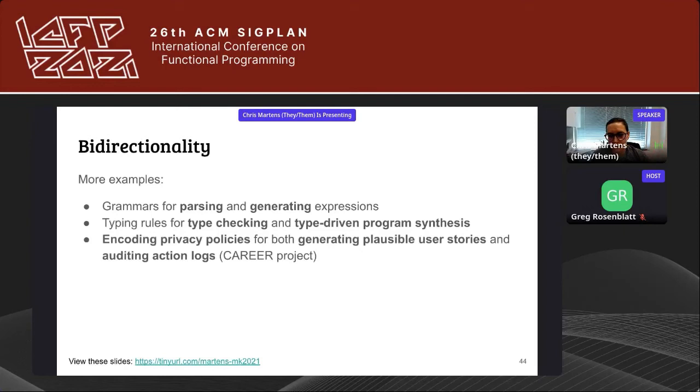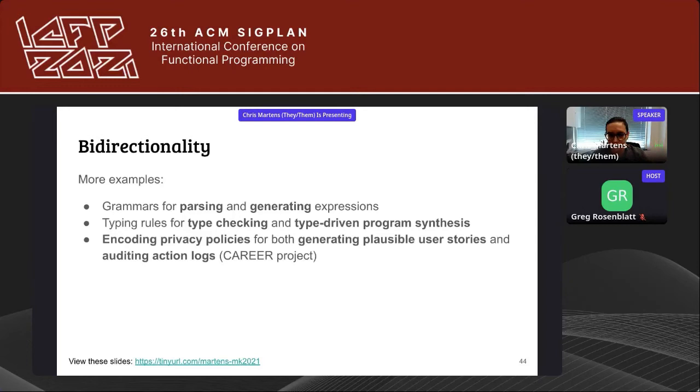Other examples that are perhaps more familiar to this crowd include you can use a context-free grammar, both for parsing programs, let's say, or expressions, and for generating things. You can use a context-free grammar to generate text or to generate programs. You can use typing rules that are like inference rules, which can be written as logic programming rules and clauses. You can use them for type checking, or you can use them to do program synthesis if you have a type-driven program synthesis engine.